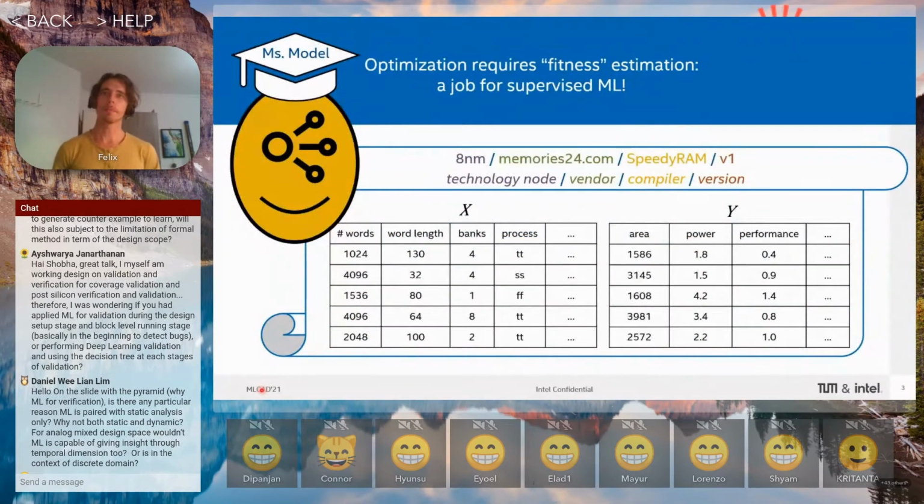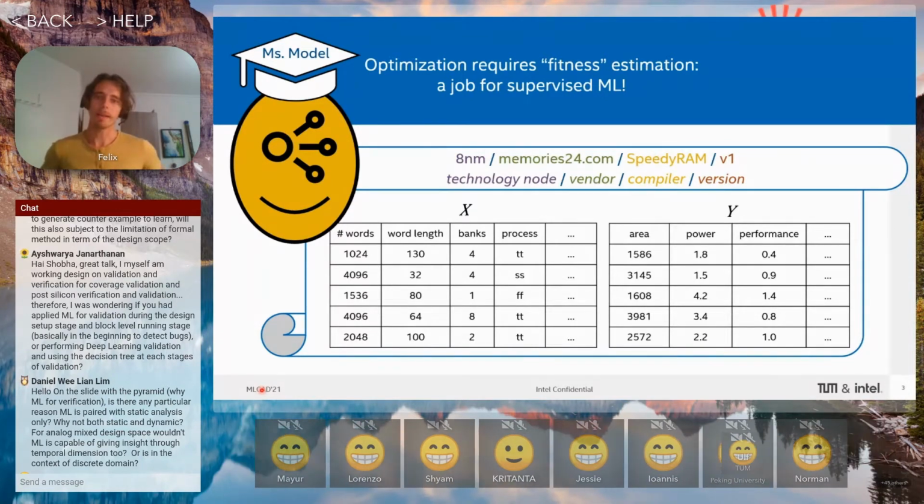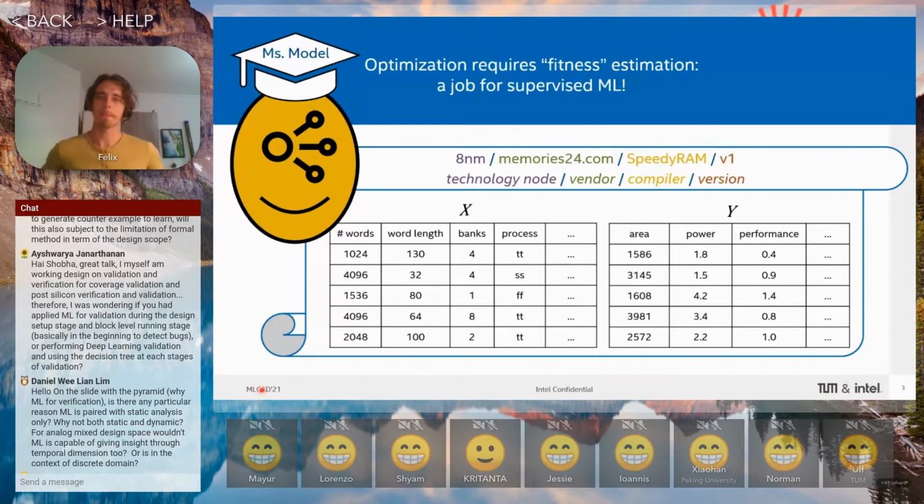So whenever we want to optimize something, we typically require a fitness estimation. So we want to know how good a certain solution is. And here we see a job for supervised machine learning. So maybe you know this type of setup already from a previous talk. It's also very similar to some of the other things we have seen so far. Basically, what we're trying to do is we predict some y as a function of x.